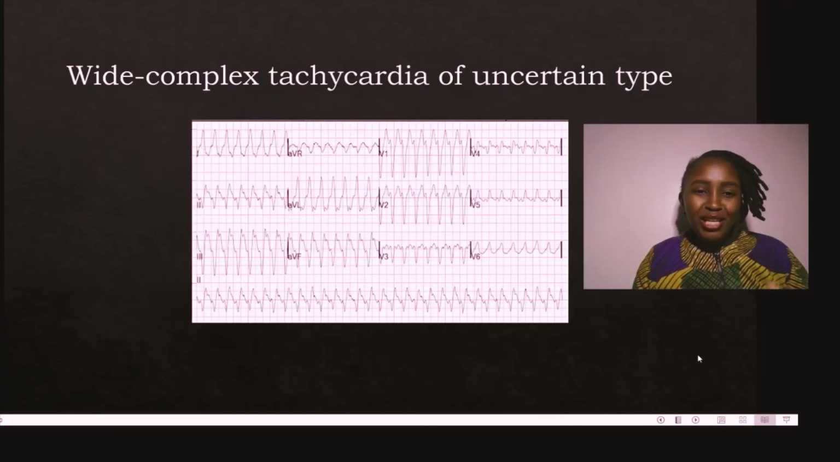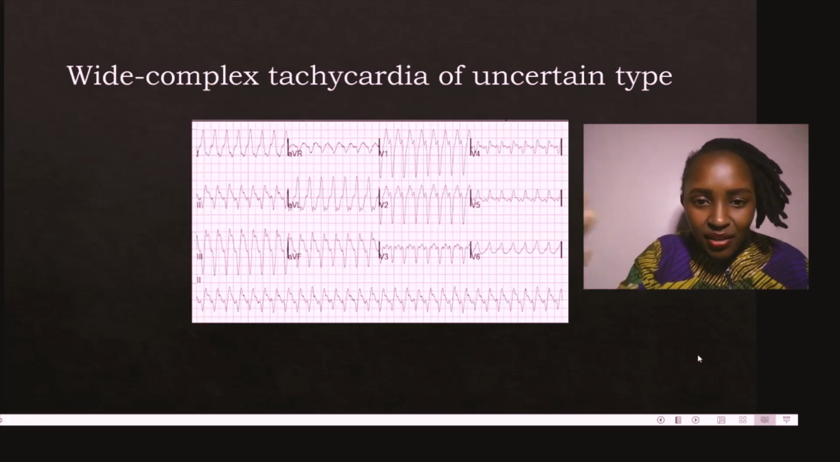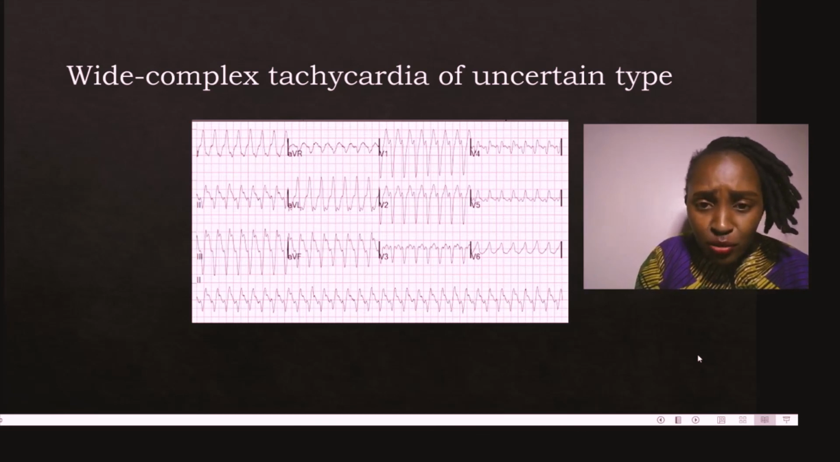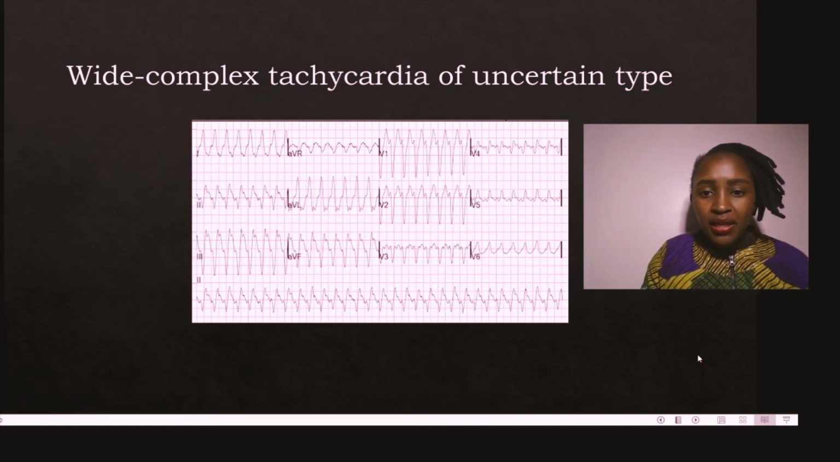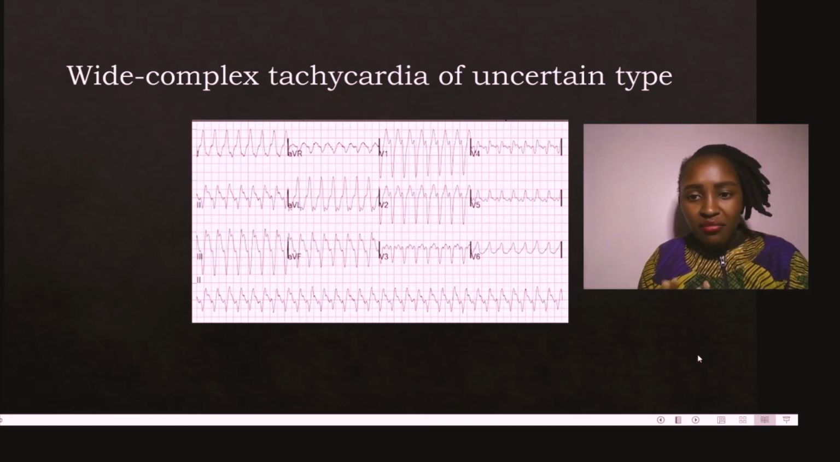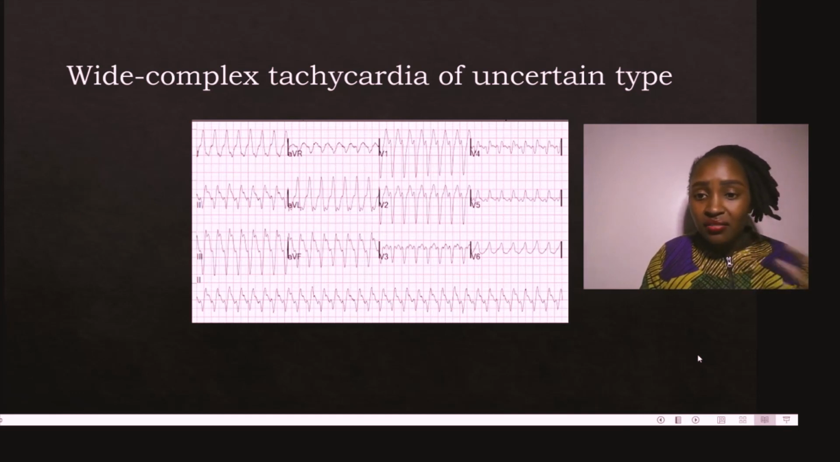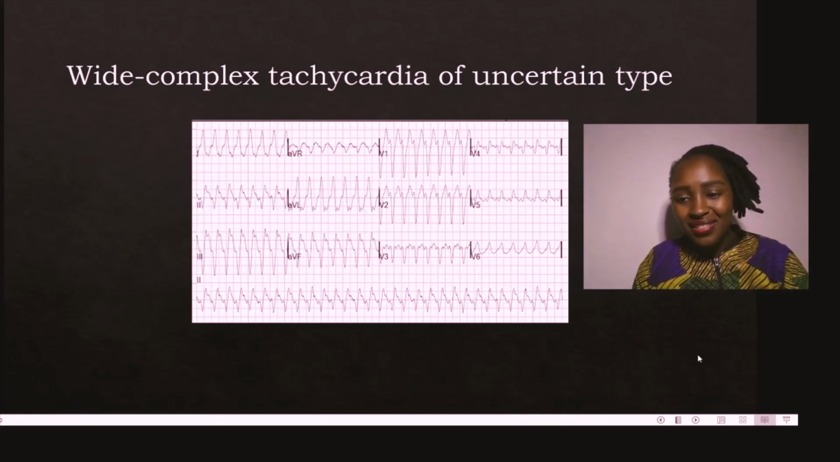So finally, we have a wide complex tachycardia of uncertain type, and this is just haphazard. You can see some sections look like ventricular fibrillation, some parts look like monomorphic ventricular tachycardia. But this is basically a wide QRS complex coming from the ventricular side, and it's a tachycardia because the rate is above 150, and therefore this is a wide complex tachycardia of uncertain type using our 5 steps.